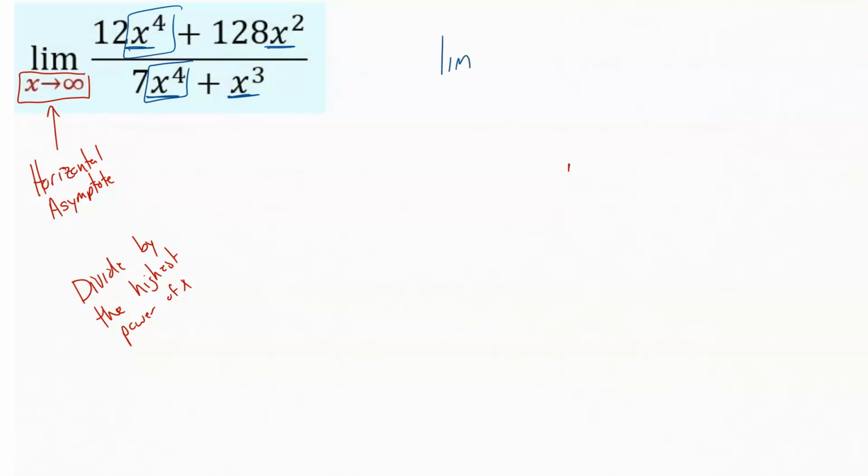So what that will look like is we get the limit as x approaches infinity. Always keep that limit statement coming with you when you're doing this work. So we'll get 12x to the fourth, divide that by our highest power, x to the fourth, plus 128x squared, and then divide that by x to the fourth. All of that is over 7x to the fourth divided by x to the fourth plus x to the third divided by x to the fourth.